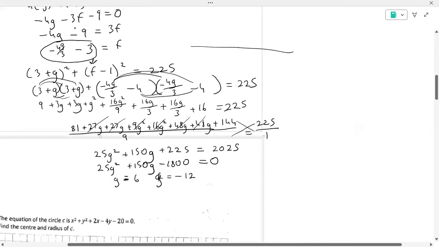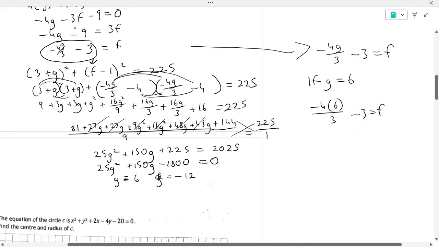Now, if I go back up here, I now can go back and figure out f using my g. So if g equals 6, I end up with minus 4 times 6 over 3 minus 3 is f. So that's minus 24 over 3. So that's minus 8 minus 3. So f comes out to be minus 11. So when g is 6, f is minus 11.